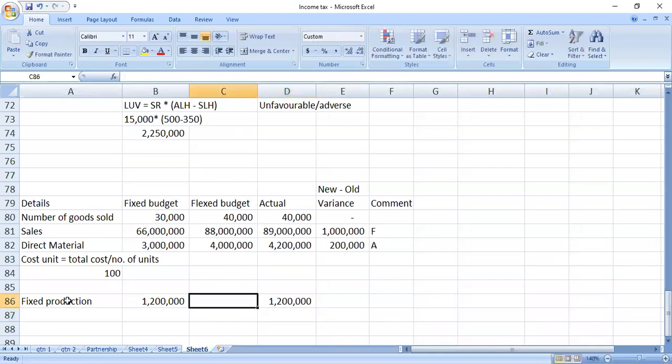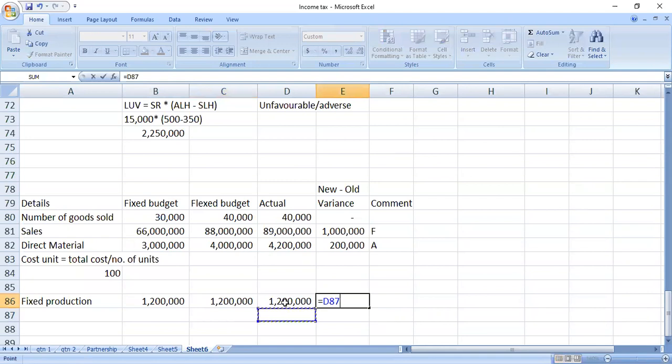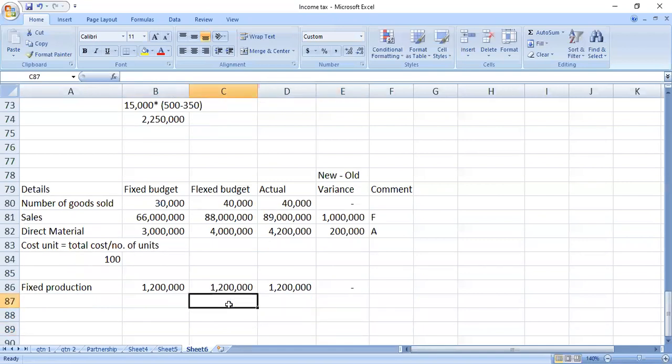So flexing, how do you flex this? For fixed, it is fixed. You don't do anything. Fixed costs do not change with the level of activity. So if you had a fixed budget of 1.2, it must remain as 1.2. Then our variance will be 0 here. New actual minus flexed, so you can't comment. So we can look at another fixed item, which is still in the question.